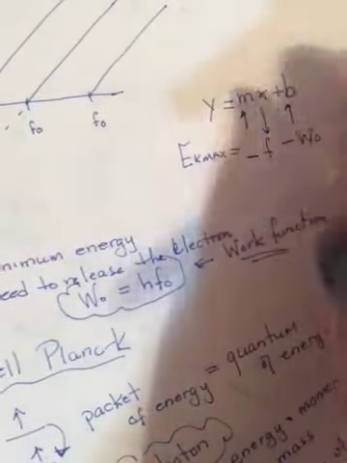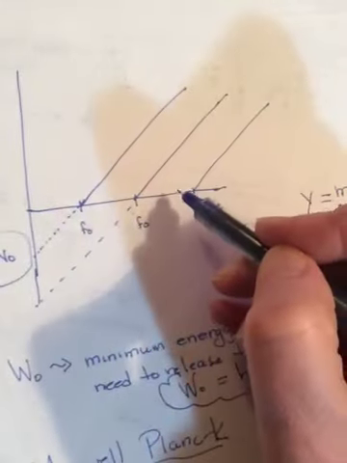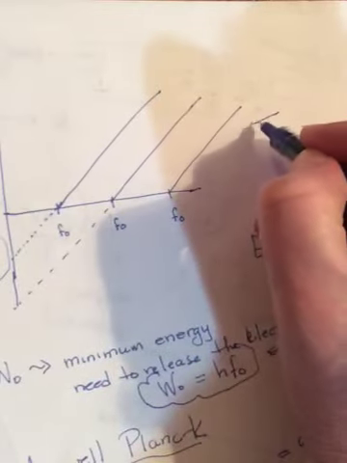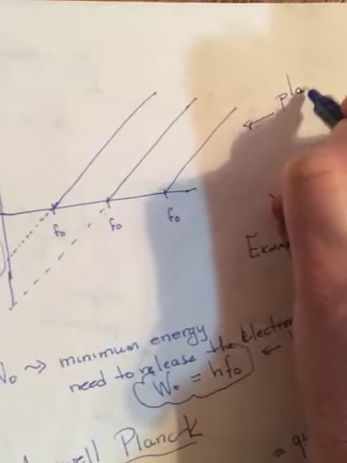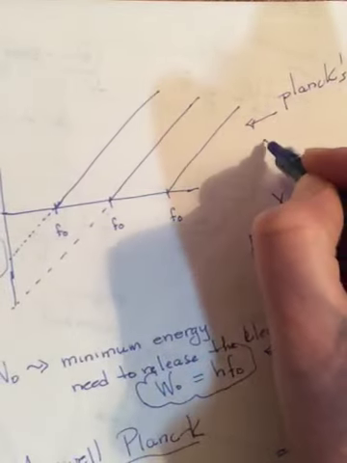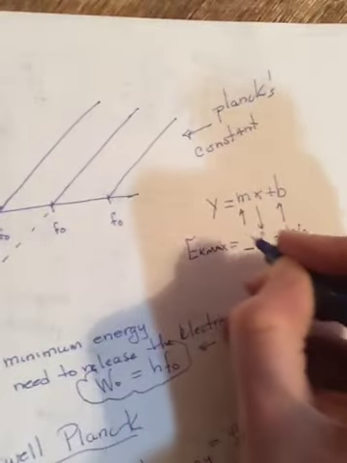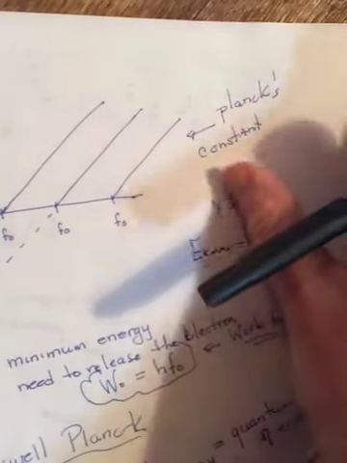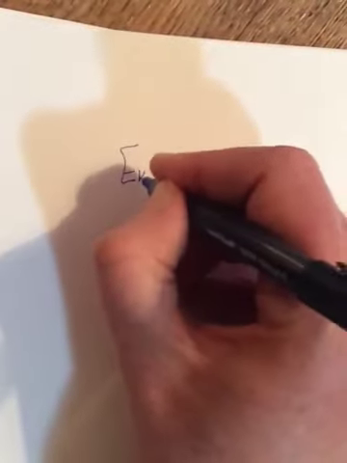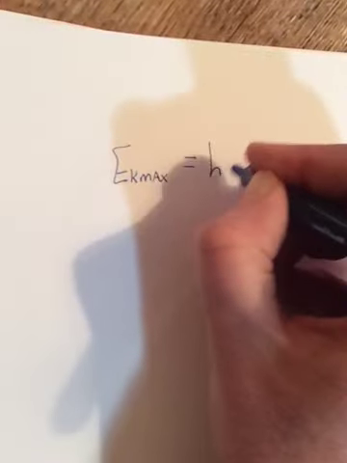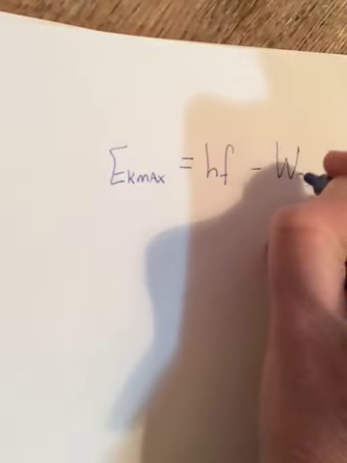So what the heck is this? Well, guess what? When we study these lines and they all have the same slope, guess what the slope is? It's Planck's constant. Ta-da! This is actually how we find the value for Planck's constant. This equation is hf. I need a new sheet of paper. So our equation is EK max, the energy that the electrons come off with, is equal to hf minus W0.